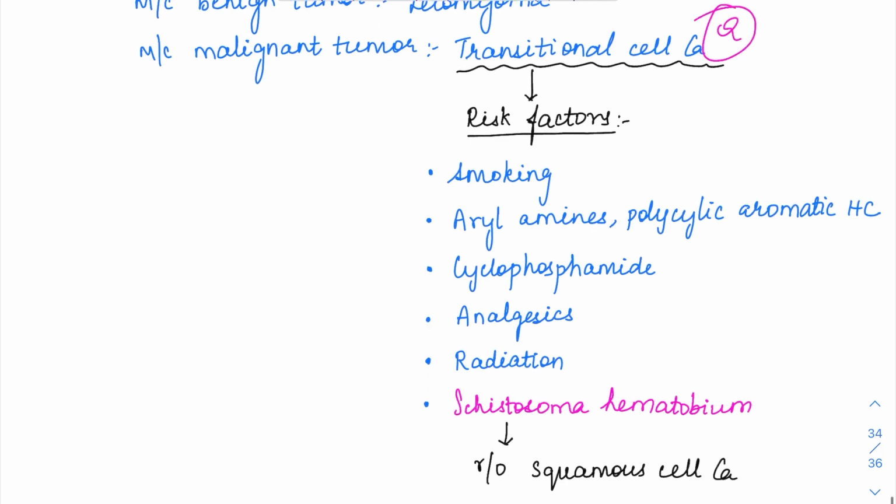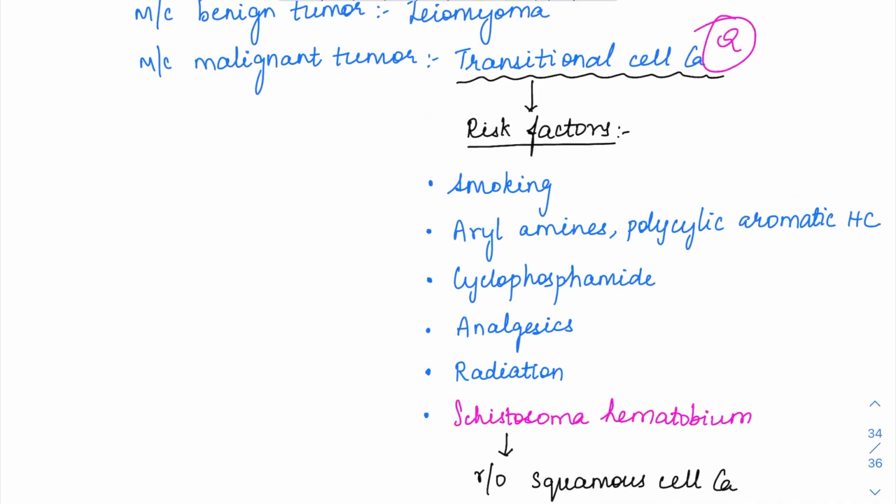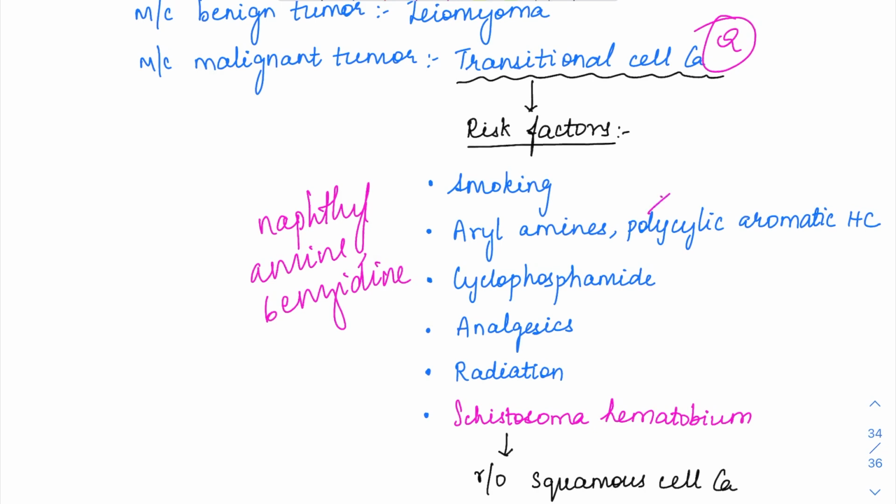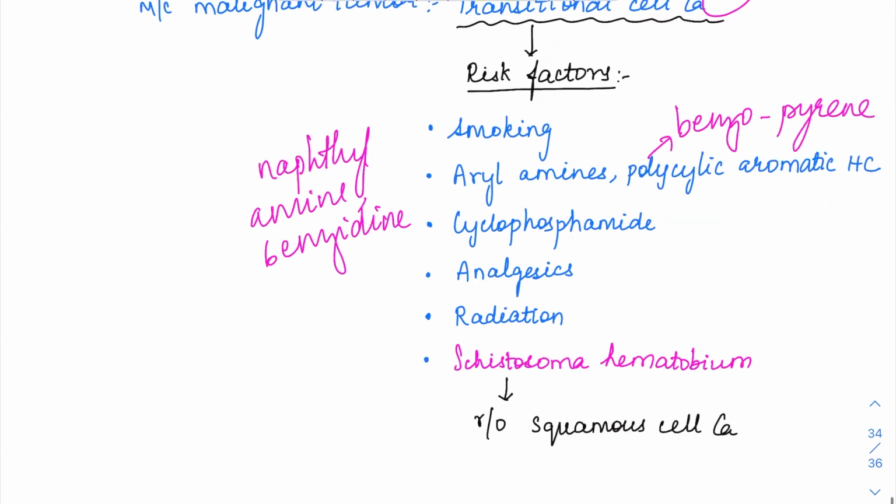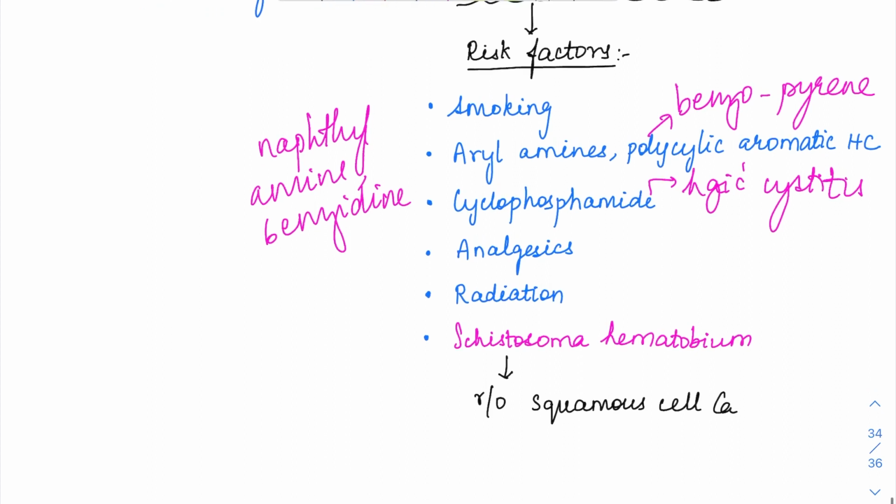So the risk factors for this transitional carcinoma will be smoking, then various aryl amines like naphthylamines and benzidine. Naphthylamines and benzidine are risk factors for urinary bladder cancers. Other than that, you can also have polycyclic aromatic hydrocarbons like benzopyrene, and cyclophosphamide, which is one of the chemotherapeutic drugs. Here it can lead to hemorrhagic cystitis, and then it can even transform into transitional cell carcinoma.